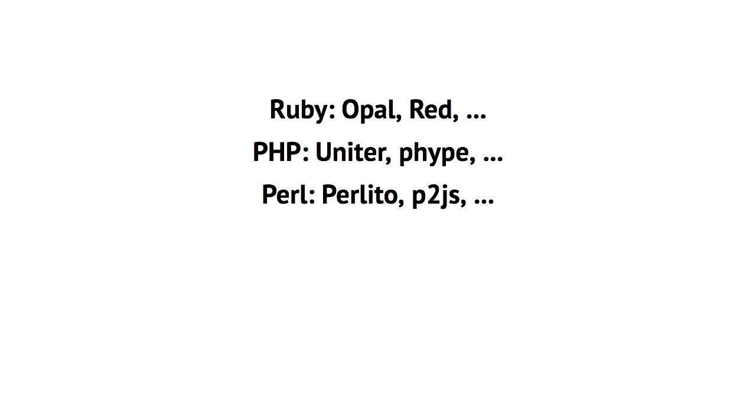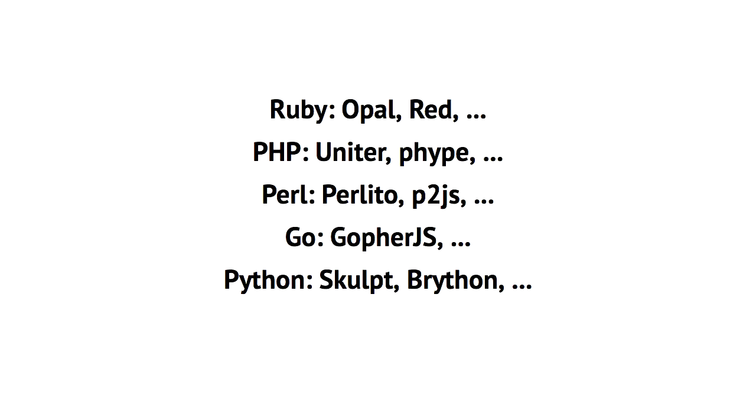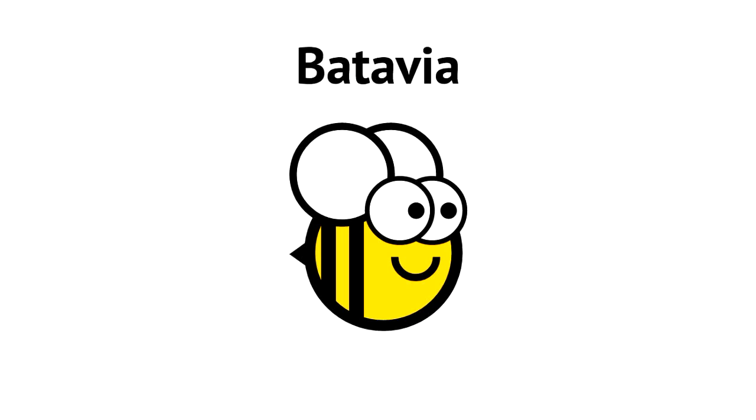If you're a Ruby person, there's Opal and Red. Opal, Ruby's puns. If PHP is your thing, you've got Uniter and Phype. Perl, there's several in there, including P2JS. In Go, there's Go4JS. In Python, you have a couple of different choices. You have Sculpt and Brython, but you also have this wonderful thing called Batavia.